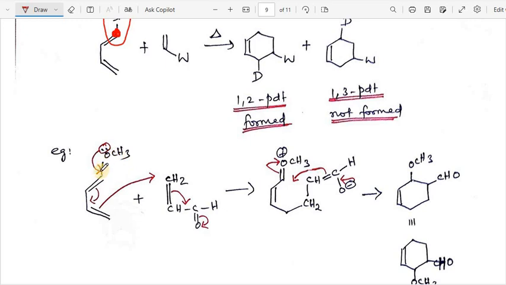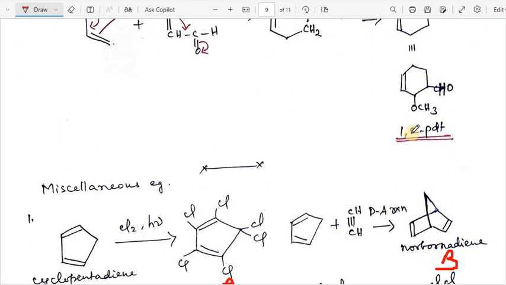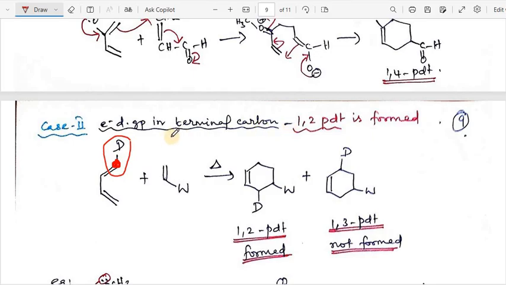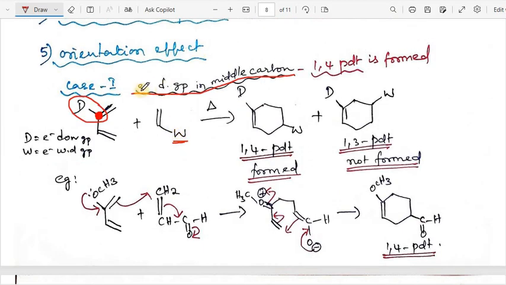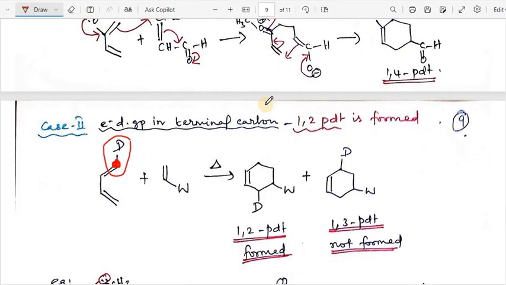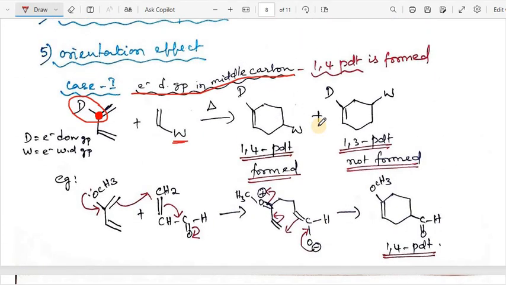So we are placing this OCH3 in the terminal carbon. See here, the bonding electrons will go here, and this bonding electron will go here, and this bond will go to form a bond between this carbon and this carbon. So that this is formed, and the product formed is the 1,2 product. Once again, if the electron donating group is in the middle carbon, the 1,4 product is formed. If the electron donating group is at the terminal carbon of the diene, then the 1,2 product is formed. This is the orientation effect.